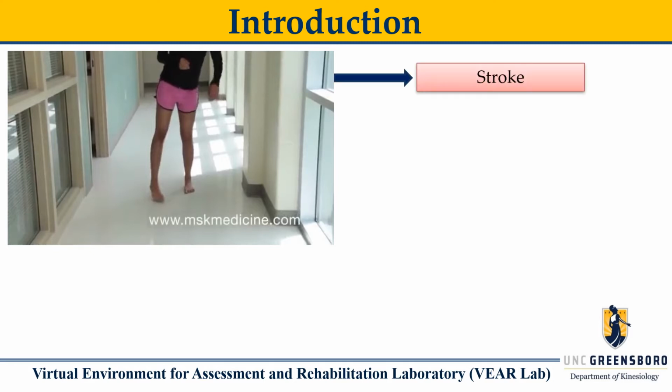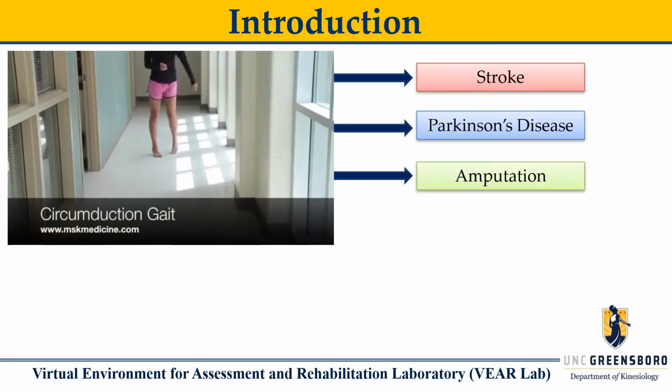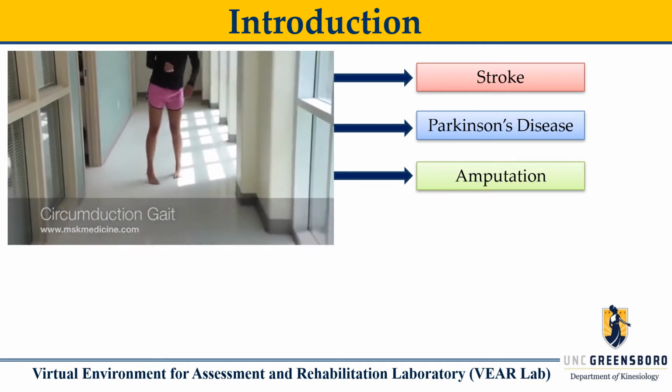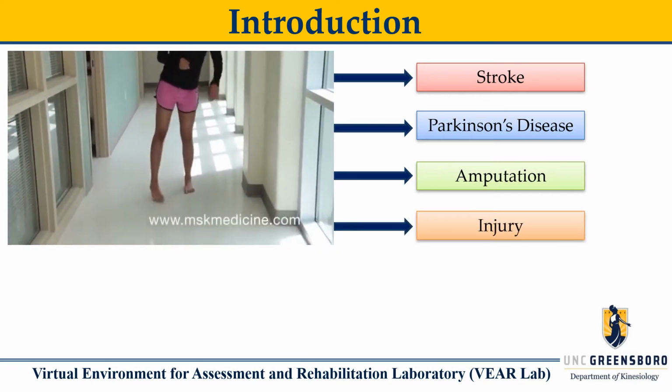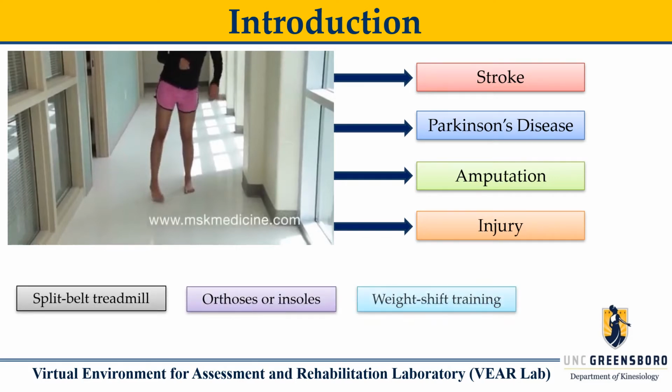Often in adults, gait asymmetries result from stroke, Parkinson's disease, amputations such as trauma or from diseases like diabetes, and other injuries. A few of the most common methods to correct gait asymmetries are using the split belt treadmill, orthoses, and weight shift training. However, methods are not clear in this population nor their effectiveness. This brings us to the purpose of this systematic review: to examine the current non-invasive and non-pharmacological methods used to reduce gait asymmetries.